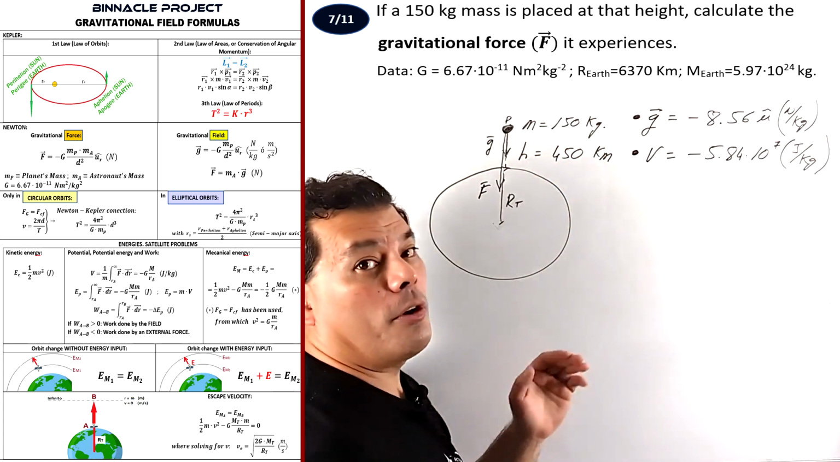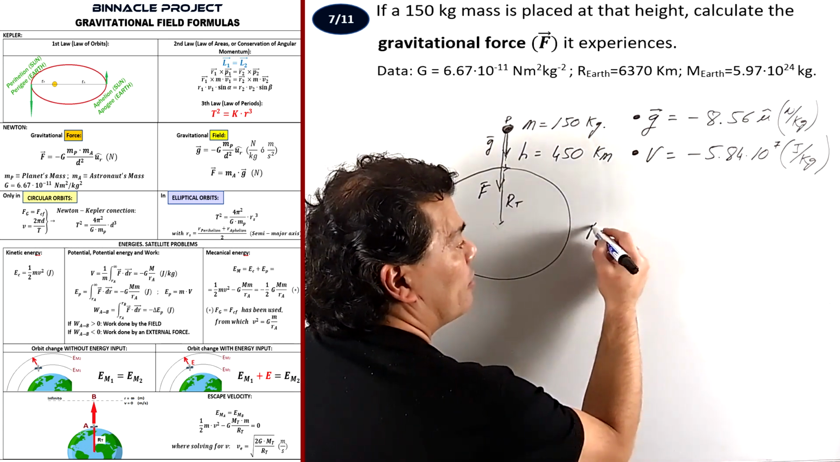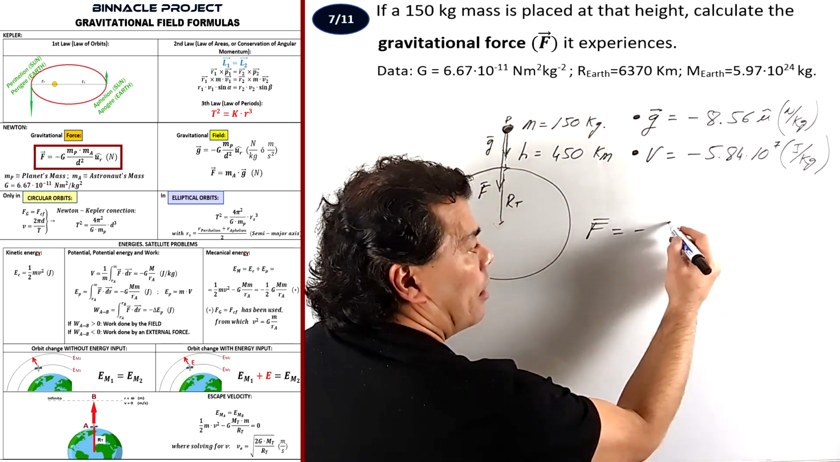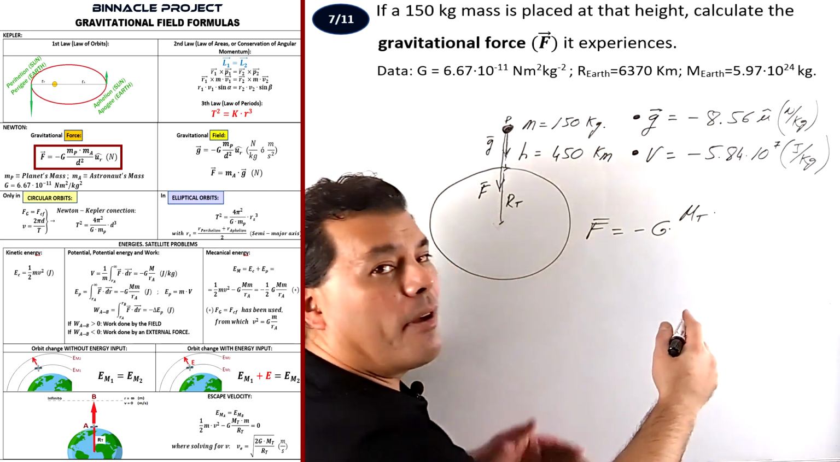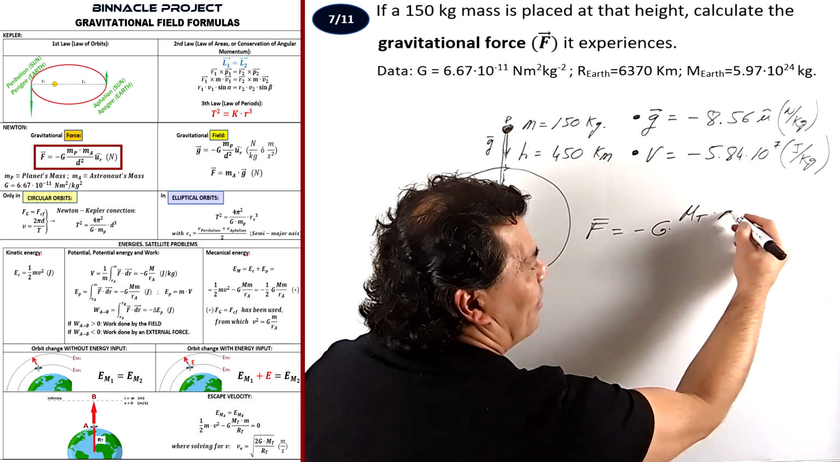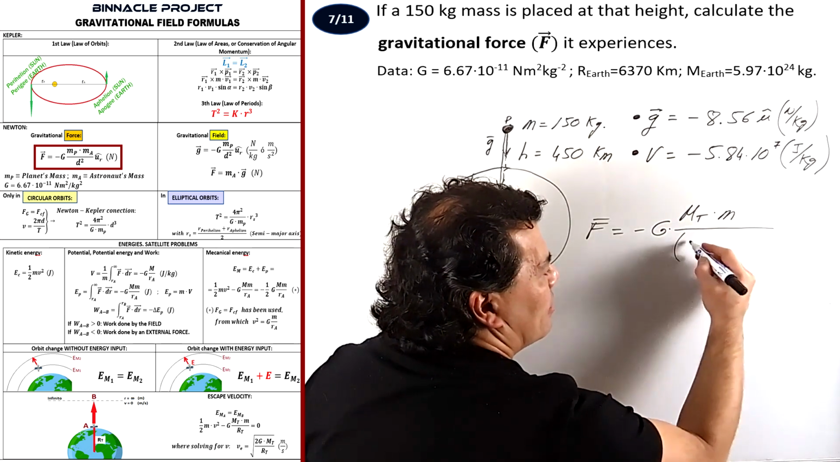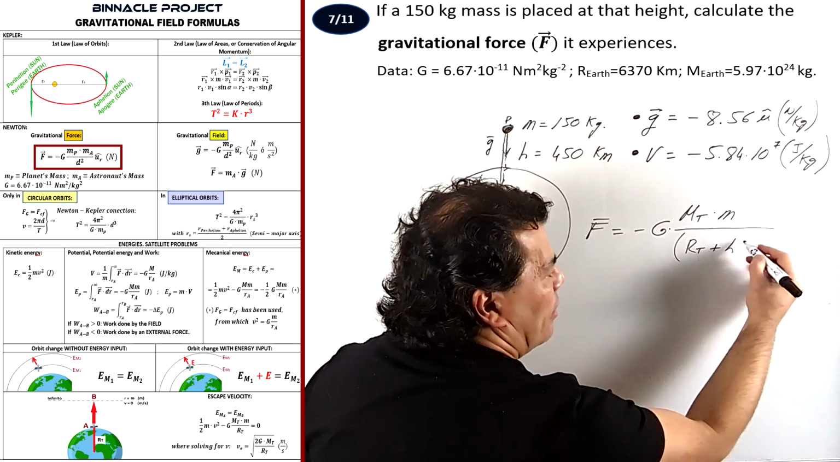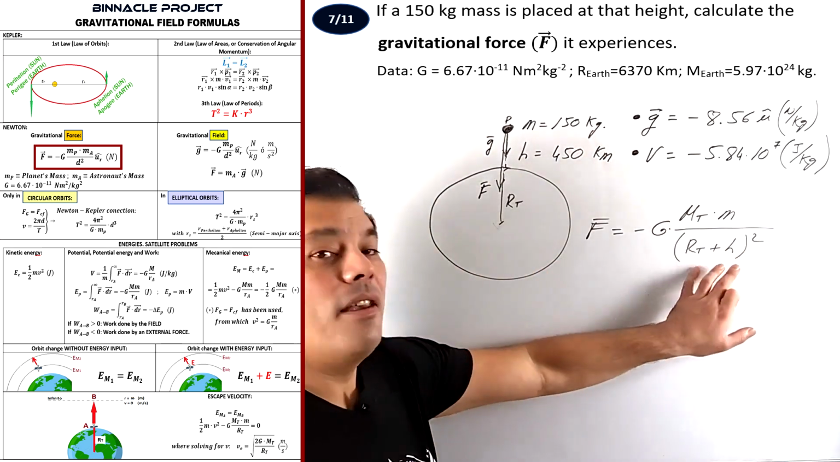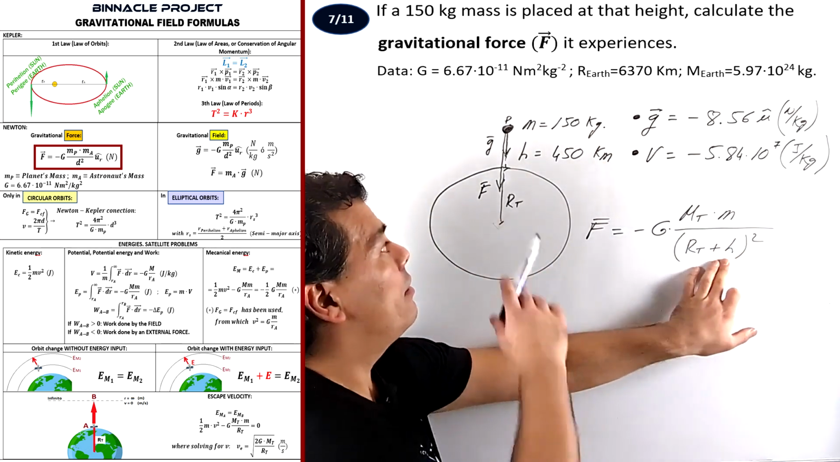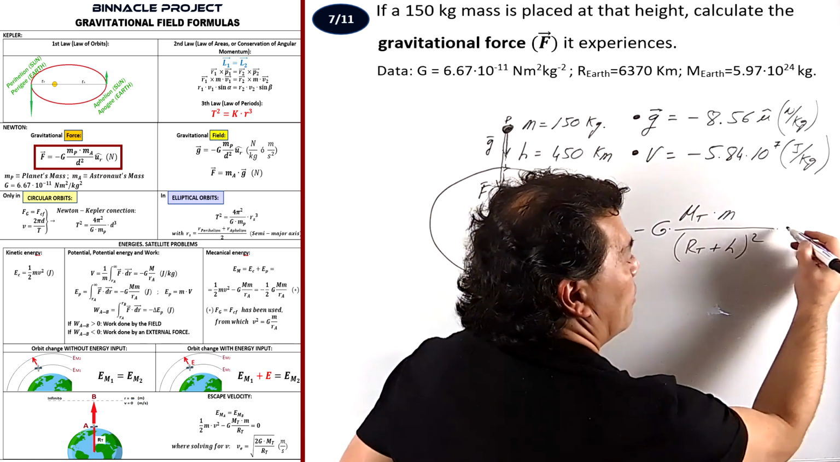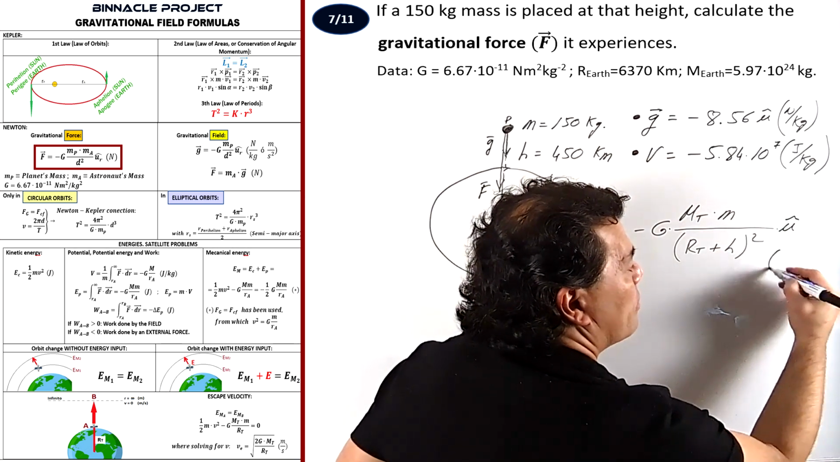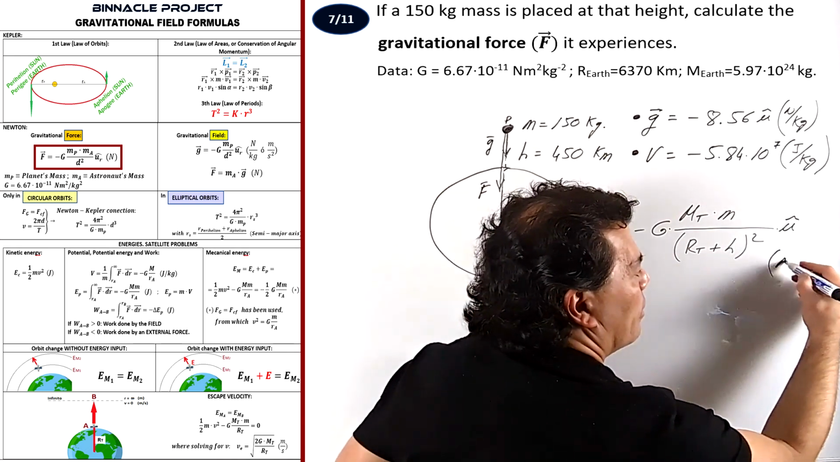And what are we going to use? For Newton's formula. That is negative G multiplying the creating mass, multiplying the suffering mass, divided by the distance squared. This is the distance, the radius of our planet plus the altitude, squared. Don't forget to place here the unit vector and also the units of this magnitude, newtons.